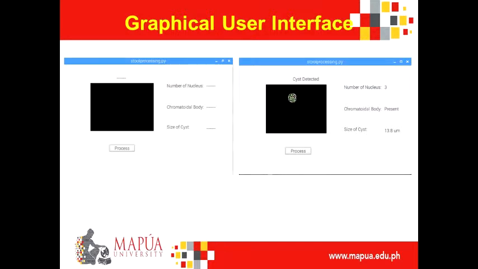Next is the sample graphical user interface of our system. So we have here the number of nucleus, the chromatoidal body, and the size of the cyst, which is our primary objective to be detected, because through these three parameters we can tell if the stool is positive on Entamoeba histolytica.